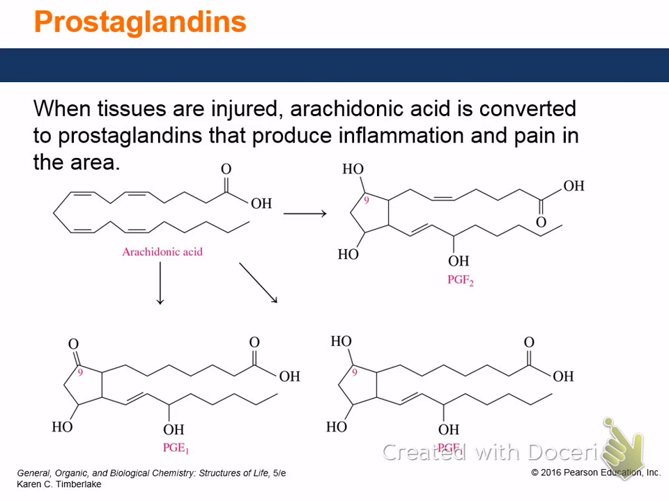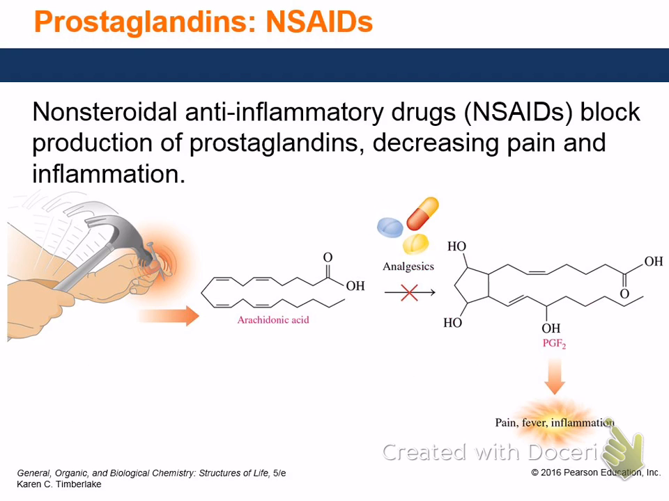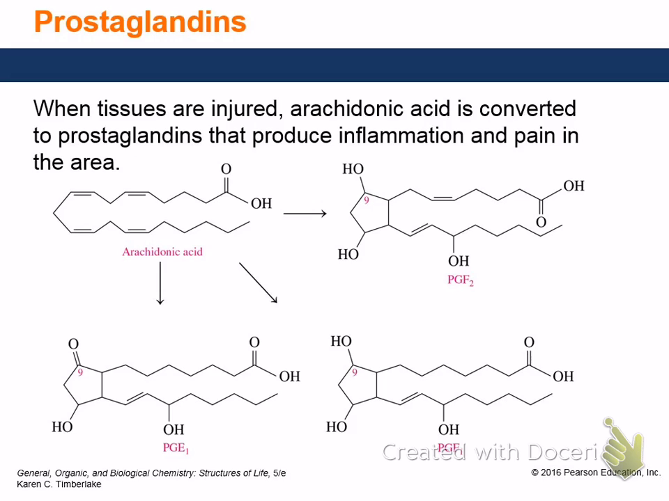All right, so here's what happens. Arachidonic acid is part of your cell membrane. The cell membrane ruptures and it releases the arachidonic acid. And then there's this enzyme called cyclooxygenase. This is not in your book, but it's cyclooxygenase, that's the COX.